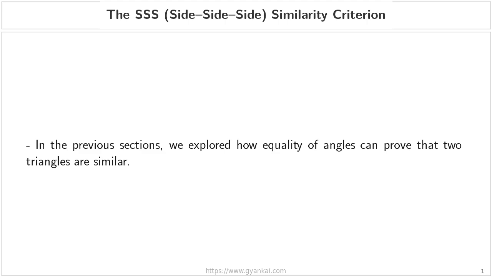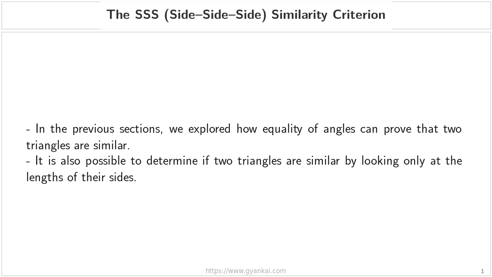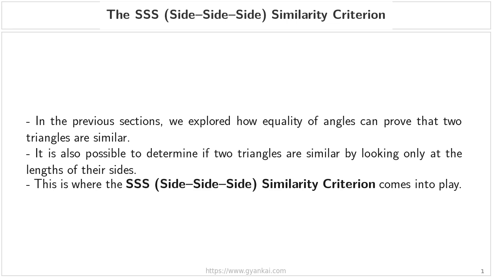Hello everyone. Before we dive into today's new topic, let's take a quick moment to reflect on what we have already learned. In our previous lessons, we explored how the equality of angles can be used to prove that two triangles are similar. However, geometry doesn't always give us all the angles up front. It is also possible to determine if two triangles are similar by looking only at the lengths of their sides. This brings us to our main focus for today, the SSS, or side-side-side Similarity Criterion. We are going to learn how to use side lengths to establish similarity without needing to measure a single angle.